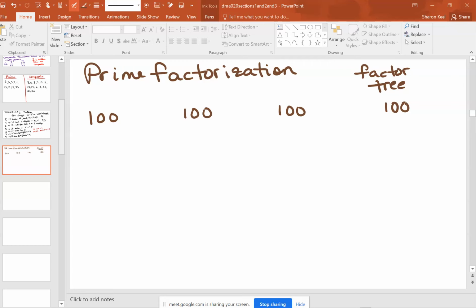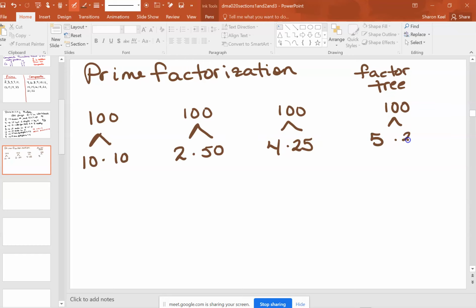If I do 100 and I say, I want you to factor this, everybody's going to give me different possible combinations. One person might say, okay, I can factor that into 10 times 10, okay? Another person's going to say, well, I think it would be 2 times 50. Another person is going to give me 4 times 25. And another person is going to give me 5 times 20 as all the possible ways to factor.